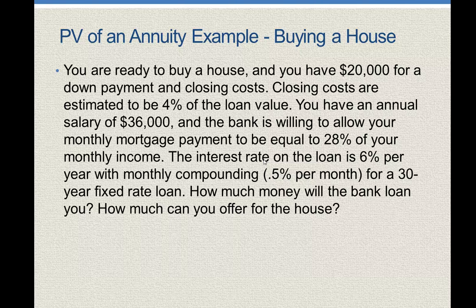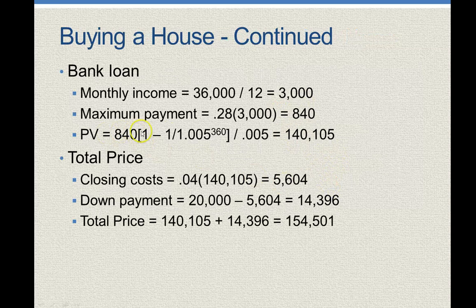Because we already know the mortgage loan amount, the next job is to figure out what's the down payment. But here the question tells you that the sum of the down payment and the closing cost is $20,000. So if you can figure out the closing cost, you can also easily figure out the down payment. And the setup further tells you that the closing costs are estimated to be 4% of the loan value. The loan value we already figured out. That's the present value of this mortgage loan, which is 140,105. So from that information, we can figure out the closing cost, 4% times that loan value.